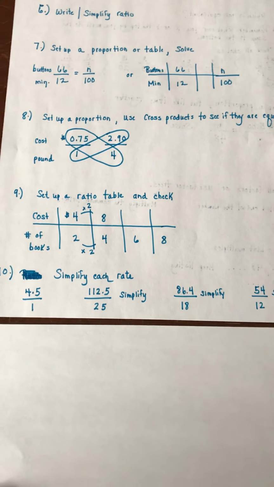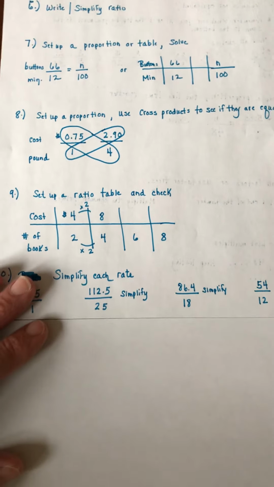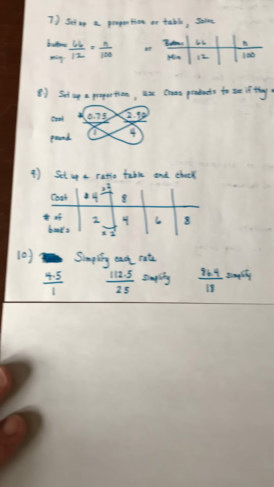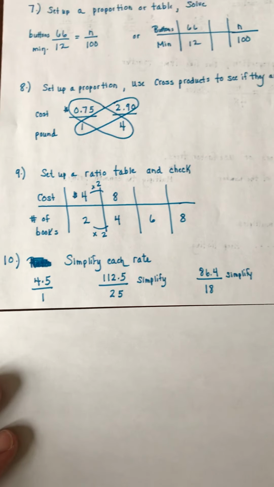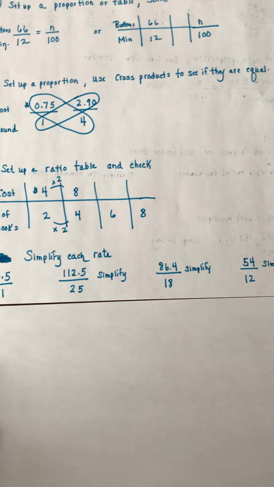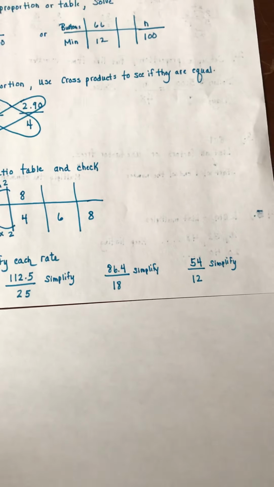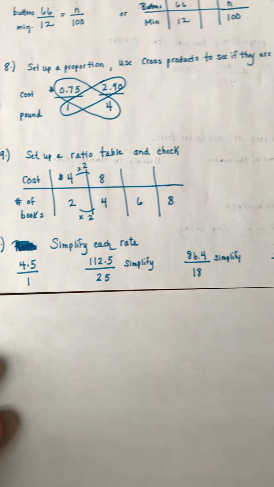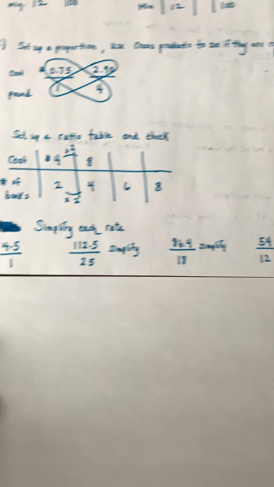And for number 10, you need to see which one does not belong. So what you should do here is you are going to look at each one of the rates, and I would simplify them. Simplify them all down until you can't to see which rate does not equal the other 3.